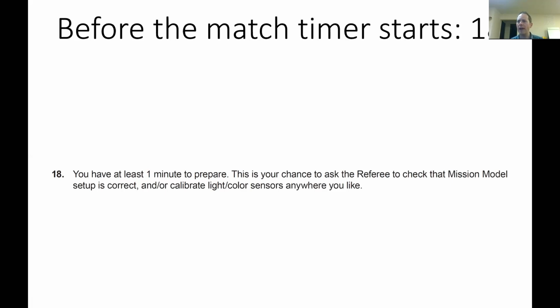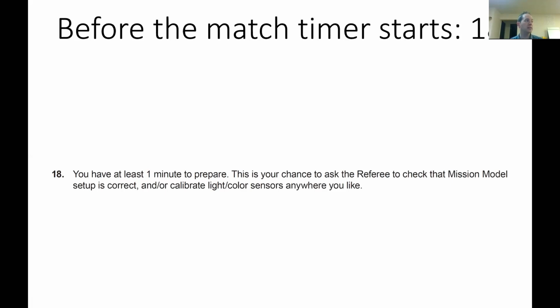So before the match timer starts, you will have at least 1 minute to prepare. Frequently you will get more. I think 1 minute seems really short given the inspection area stuff and verifying all the models, etc. But do try to be efficient during the time before the match timer starts. Verifying that the table is set up correctly is really important. So this is your chance to ask the referee to check that mission model setup is correct.